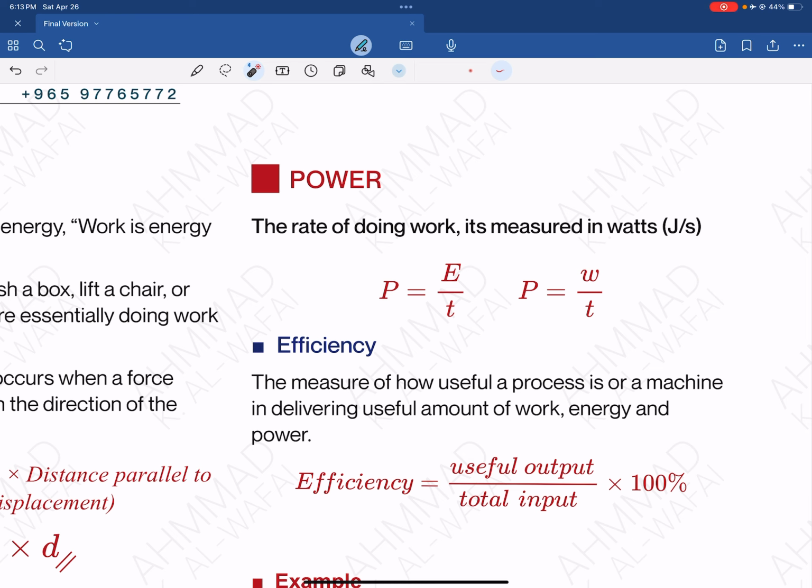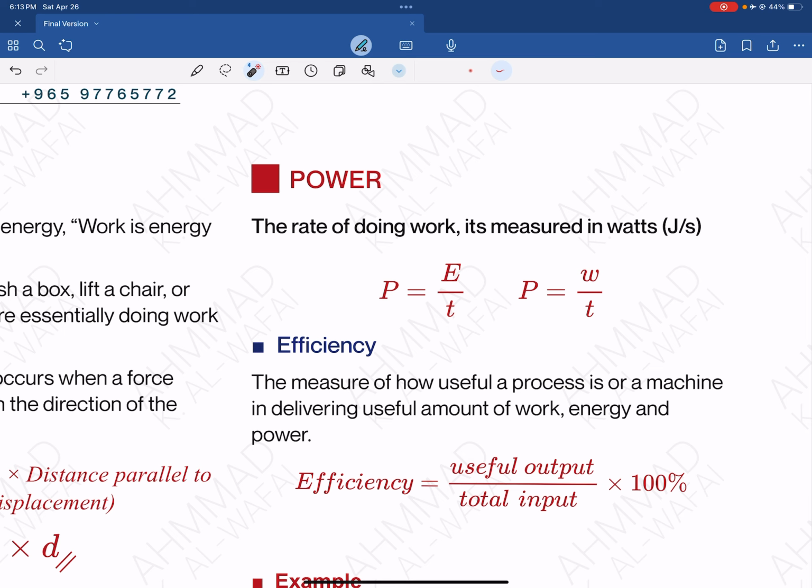So, depending on the question. Also, you need to know that if the time that you take to do the work is small, that means you've got a high power. If you take a long time to do something, that means you've got a low power.